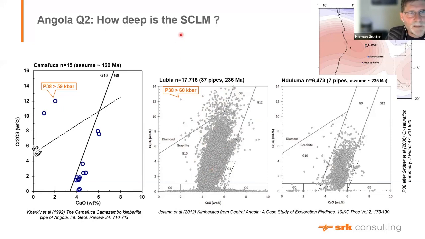So how deep is the subcontinental lithospheric mantle in Angola? Well, it goes up to 60 kilobars. It might go a little bit deeper than that. What is the nature of that mantle? Well, it doesn't look like it's Archean. Is it being sampled in a different manner by different generations of kimberlite? For sure. That's the explanation for the difference between these two plots that you see over here.